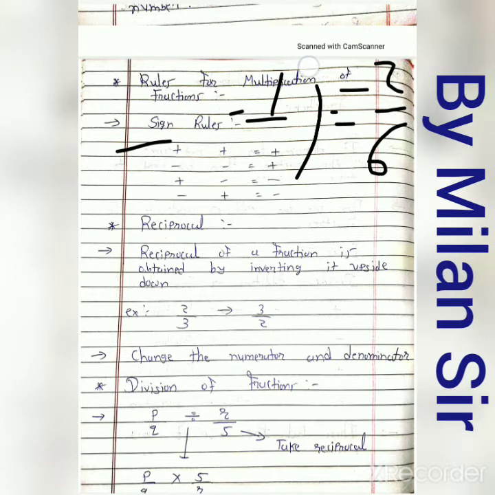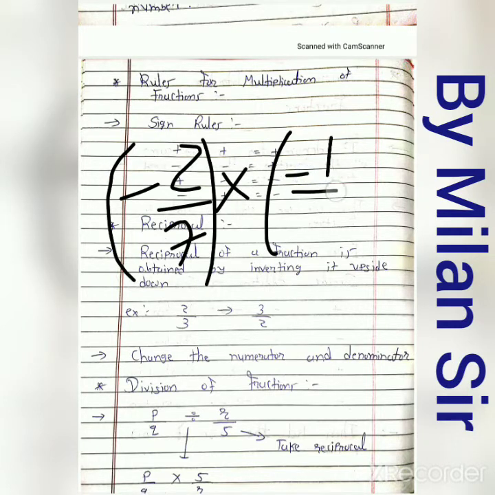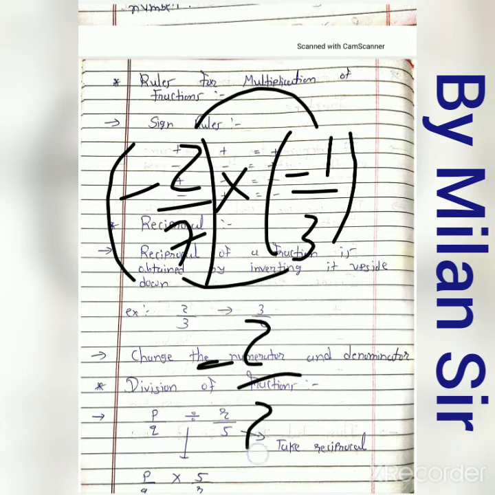Let's take one more example. Minus 2 by 7 multiplied by minus 1 by 3. Then 2 ones are 2, 7 threes are 21. Here a negative sign and here also a negative sign, minus minus is plus, but we do not need to show the positive sign. So our answer is 2 upon 21.